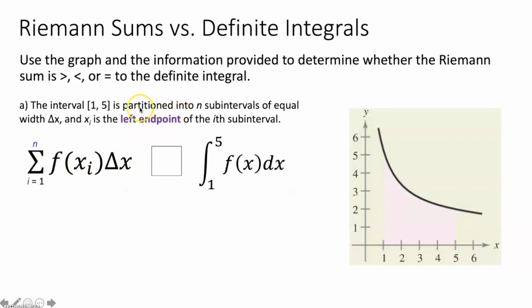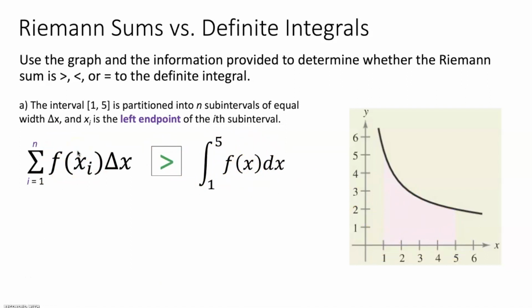Well, because we are using left endpoints, this right here is going to be a left-hand or left Riemann sum. And because our function is decreasing on the given interval, this left-hand approximation is going to be an overestimate, meaning that this value right here, this approximation of the area under the curve, is going to be greater than the exact area under the curve of your given function from x equals 1 to x equals 5.